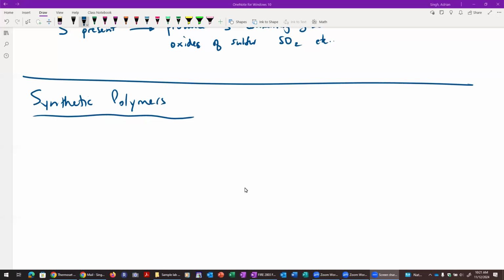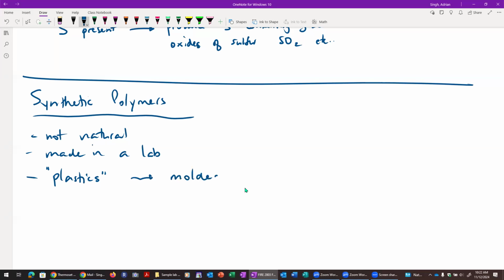So now we're going to take a look at the other broad category of polymers, which are synthetic polymers. And these, as we mentioned before, are not natural. So they're made in the laboratory, for example. They're not made by living things. So generally, we refer to synthetic polymers as plastics, which is really a catch-all term for synthetic polymers. It's a wide category. The word plastics itself literally means can be molded into different shapes.